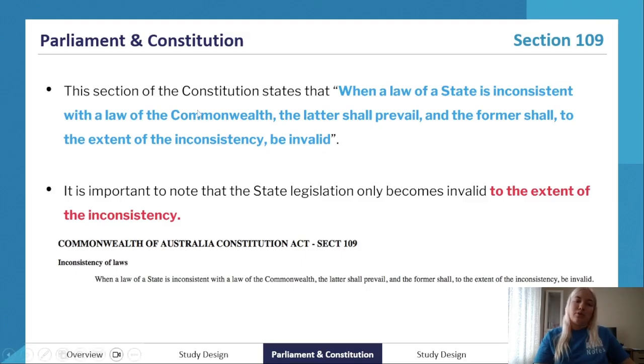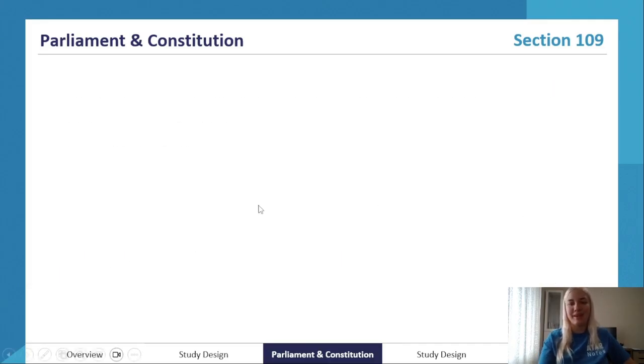So, very important when you're answering these questions, and where you will lose marks, is if you forget that state legislation only becomes invalid to the extent of the inconsistency. So, the part that is contradicting only. Okay? So, that's very, very important. You're welcome to, for the sake of your responses, actually memorize the section and what it says. I definitely used to just have it memorized because it's quite an easy section. But you're absolutely free to explain it in your own words. Just don't miss to the extent of the inconsistency. Very important.